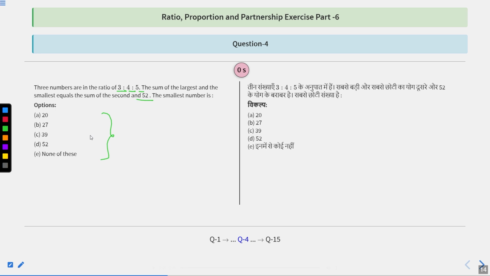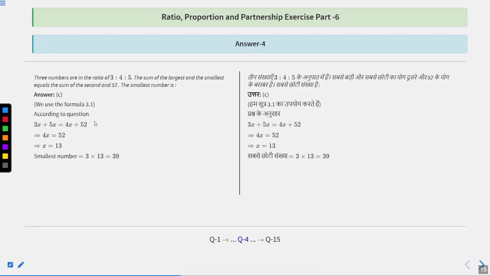Now time's up. Let's see the solution. According to the question, these three numbers are in the ratio 3:4:5. So we can let the numbers be 3x, 4x and 5x. According to the question, 3x plus 5x equals 4x plus 52. When we solve it, we get x equals 13. The smallest number is 3x. So we multiply 3 into 13, which is 39. C is the correct answer.